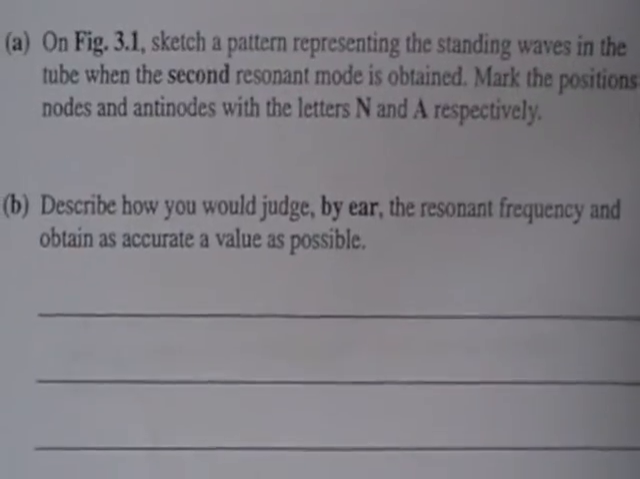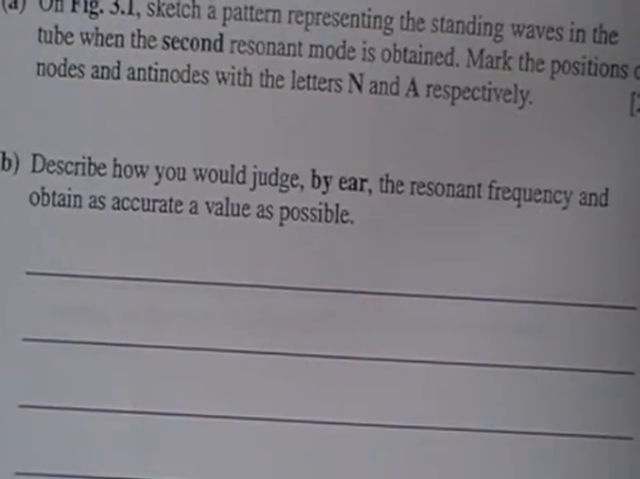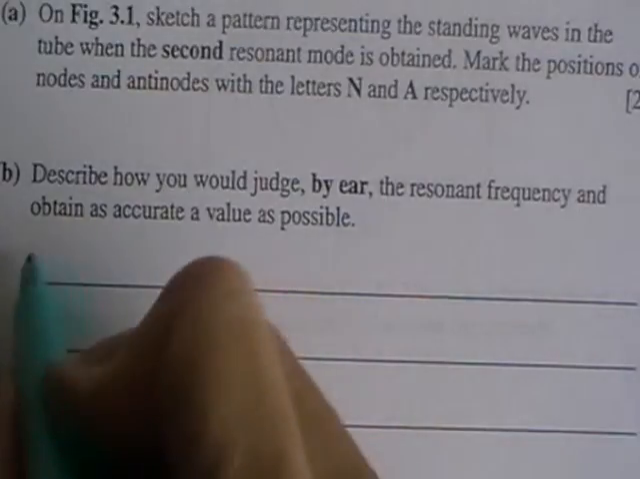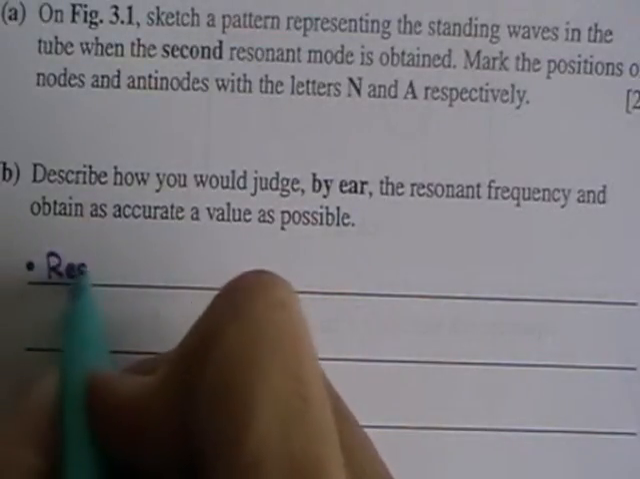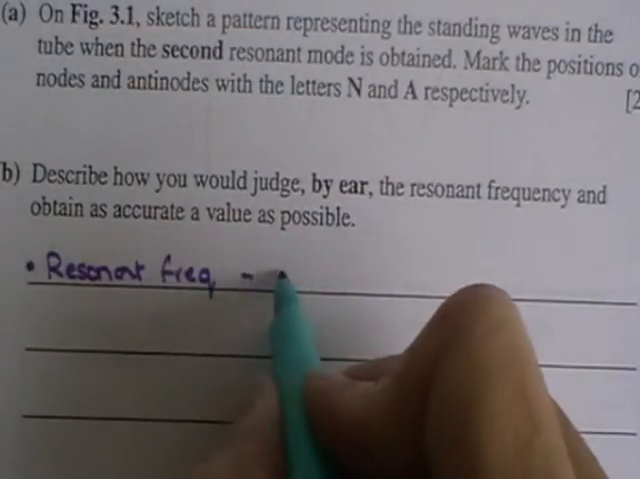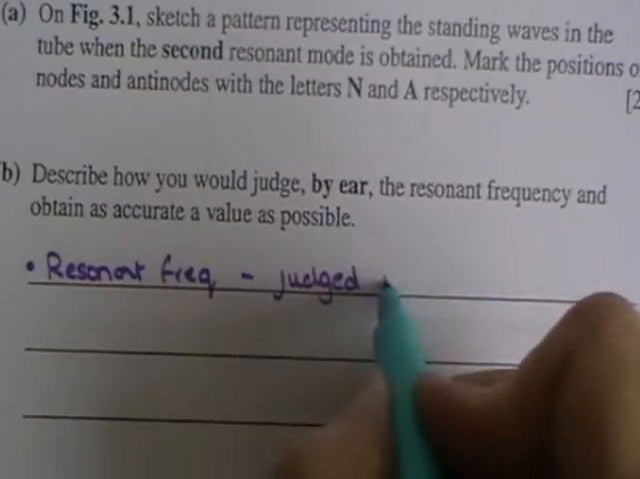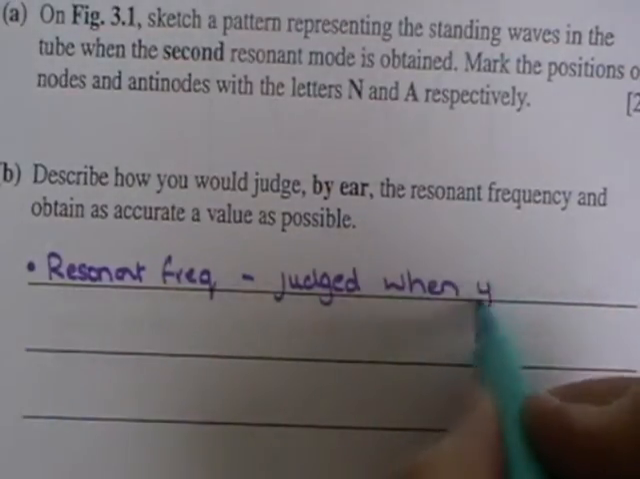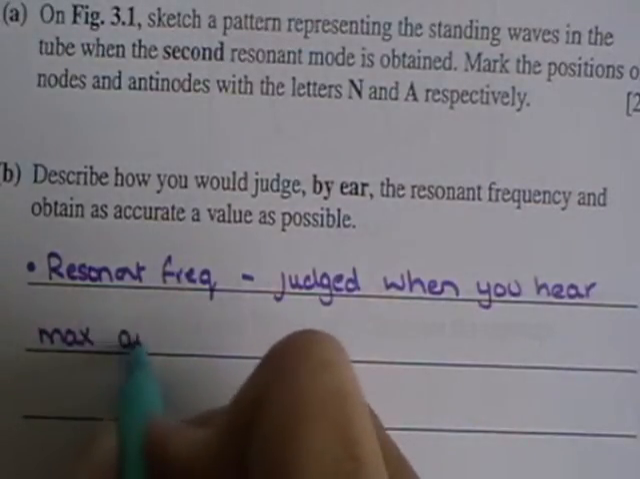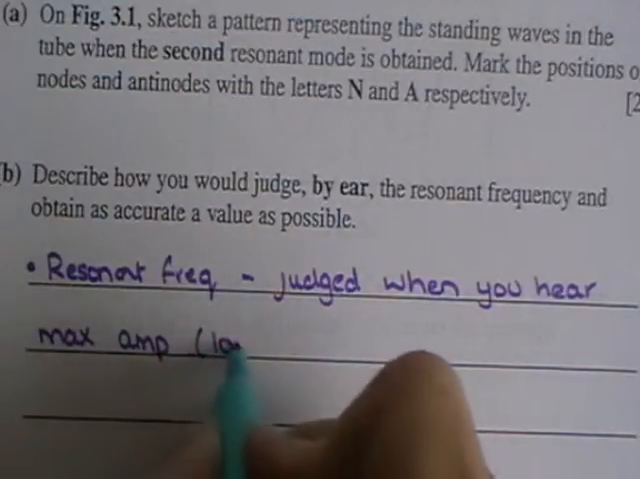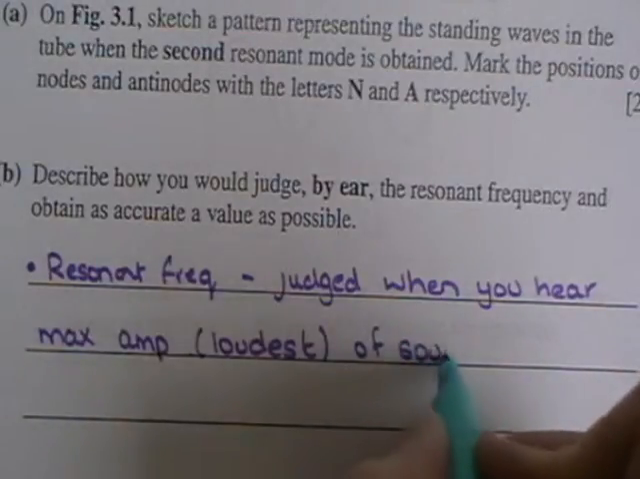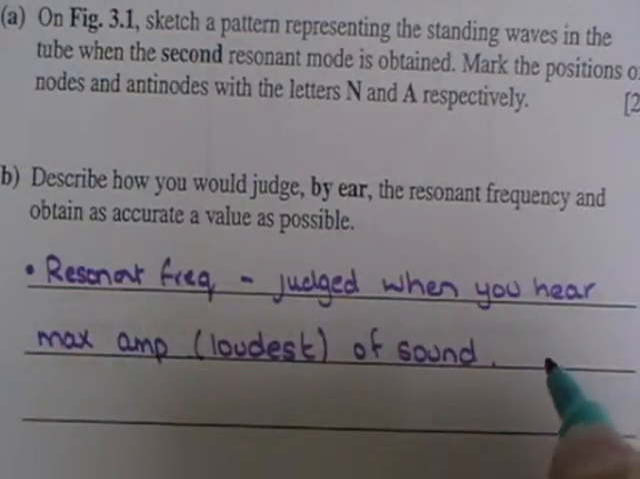Describe how you would judge by ear the resonant frequency and how you would obtain as accurate a value as possible. So there's two wee bits to that question. The first bit: the resonant frequency is judged when you hear a maximum amplitude, in other words, the loudest sound. So that's how you judge by ear.